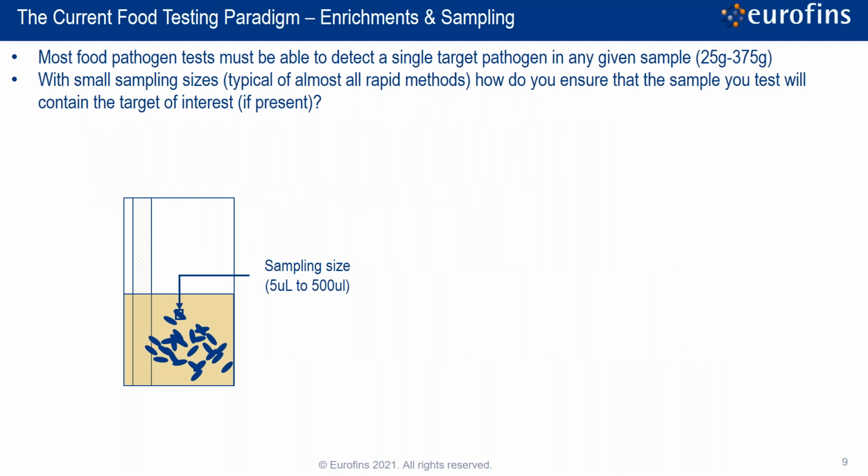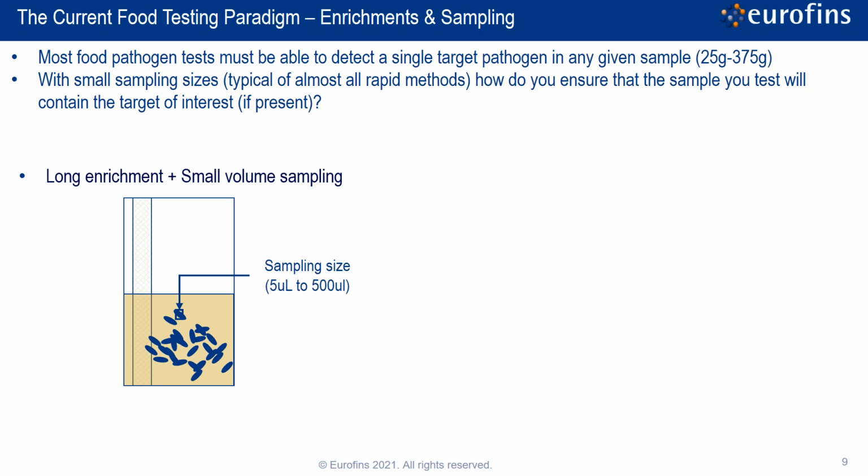So if you look at the current food testing paradigm and how we do sample preparation, with enrichments and sampling, you've got a problem where you have to detect a single target organism in a large mass of material, and you have a small sample size that you're pulling out of that. Most all rapid methods take a very small sample size to be analyzed into the final detection system. How do you make sure that that target is in that small sample that you take so that you actually detect it if it's there?